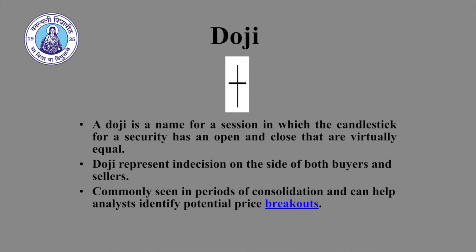So there is one more formation in candlestick called doji. Let me give you a small briefing about doji. Doji is basically a name for a session in which the candlestick for a security has an open and close price that are virtually equal. Doji represents indecision on the side of buyers and sellers, is commonly seen in periods of consolidation, and can help analysts to identify potential price breakouts.